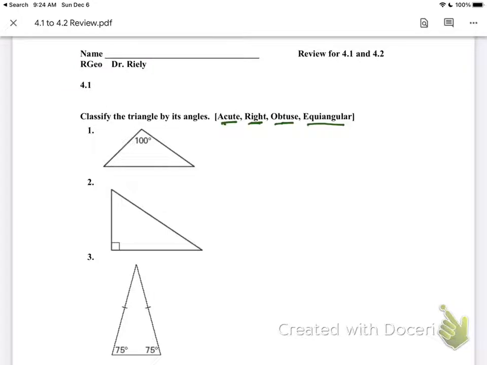So look at this first one, and the fact that this angle is greater than 90 degrees tells me that the triangle can be classified as obtuse. Okay, the next one, this box indicates that that's a 90-degree angle, and a 90-degree angle classifies the triangle as a right triangle. Okay, this next one, you have to do a little work.